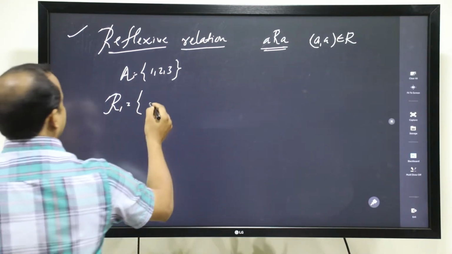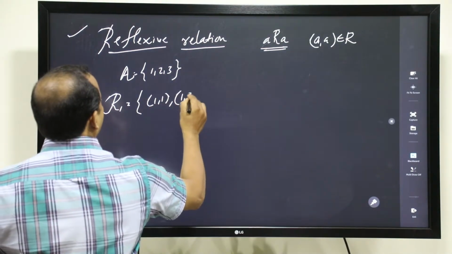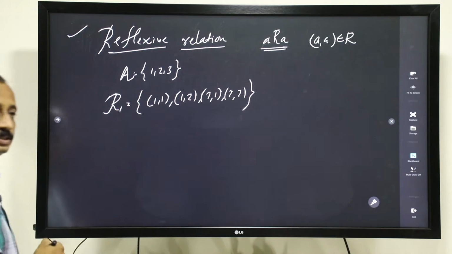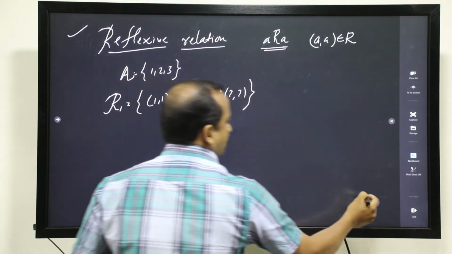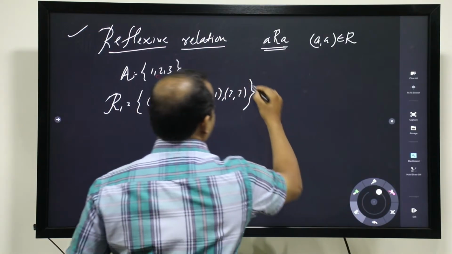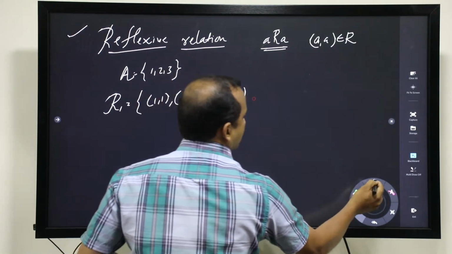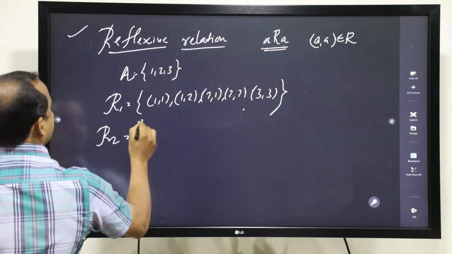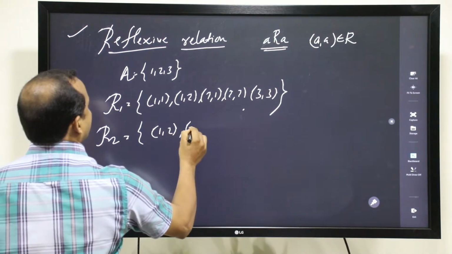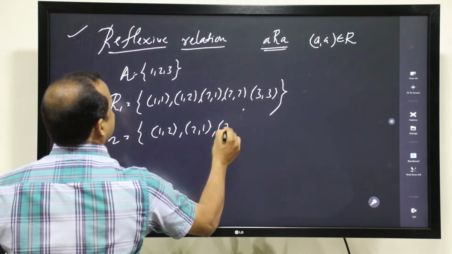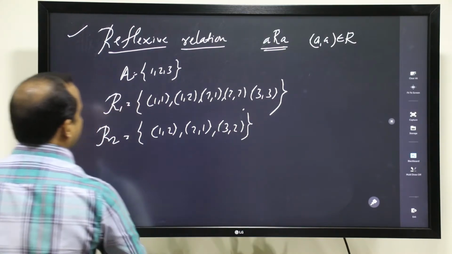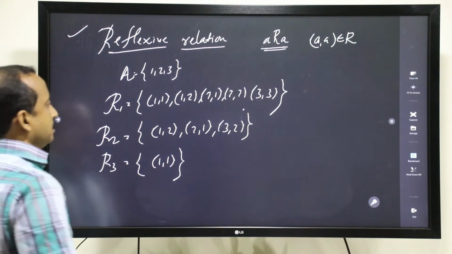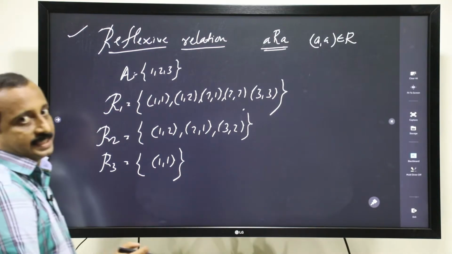First is R1 equal to 1, 1, 1, 2, 2, 1 and 2, 2, and also write one more pair, that is 3, 3. Now the second relation, R2 is equal to 1, 2, 2, 1, 3, 2. Then R3 is equal to 1, 1. You check whether these 3 relations are reflexive or not.